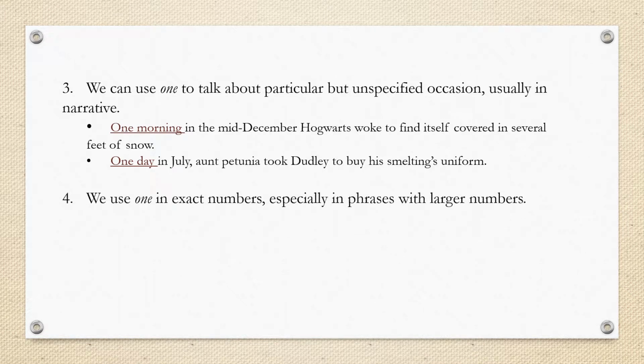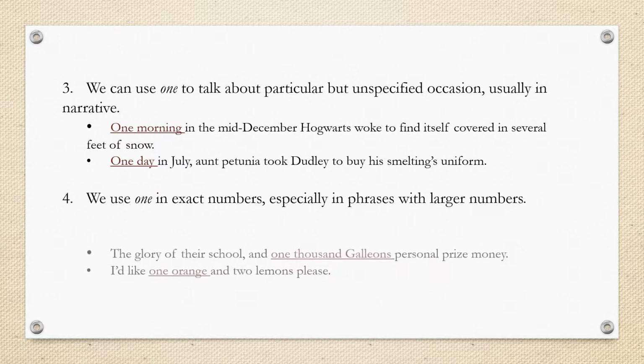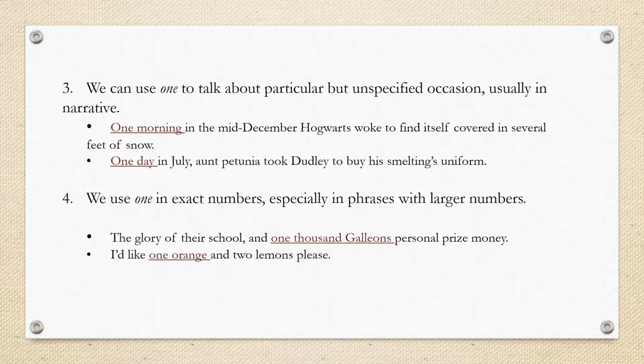We use one in exact numbers, especially in phrases with larger numbers. The glory of their school and 1,000 galleons personal prize money. I would like 1 orange and 2 lemons, please.